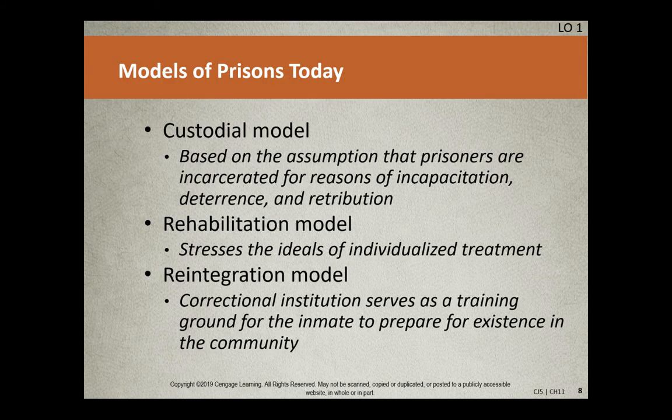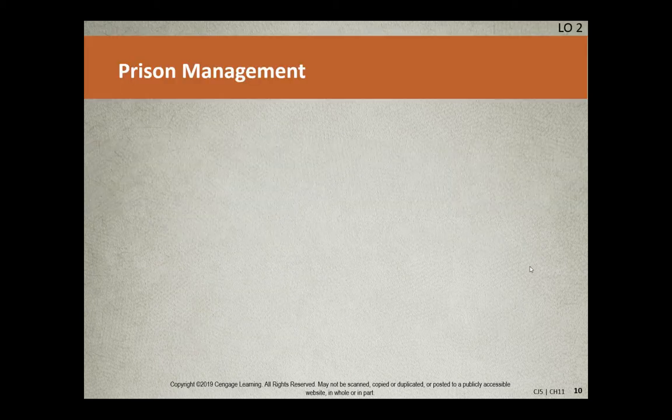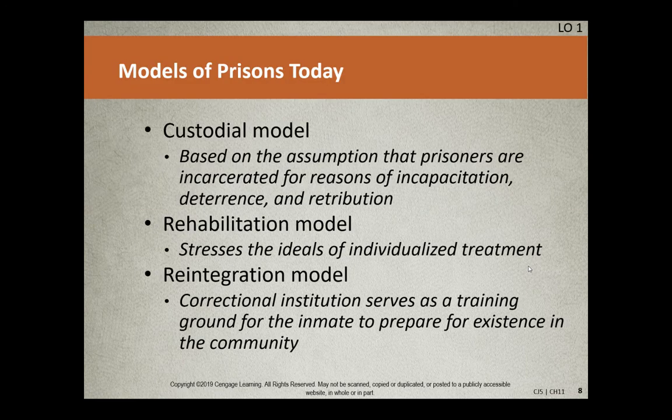So here we are. There's the custodial model, and that's based on the assumption that prisoners are incarcerated for reasons of incapacitation, deterrence, and retribution. The rehabilitation model, which stresses the ideals of individualized treatment. And the reintegration model, which is where the correctional institution serves as a training ground for the inmate to prepare for his existence in the community. So there are differing viewpoints.